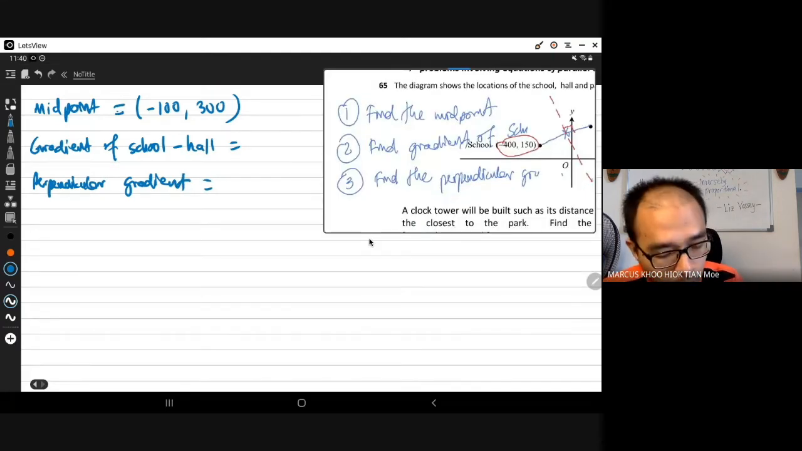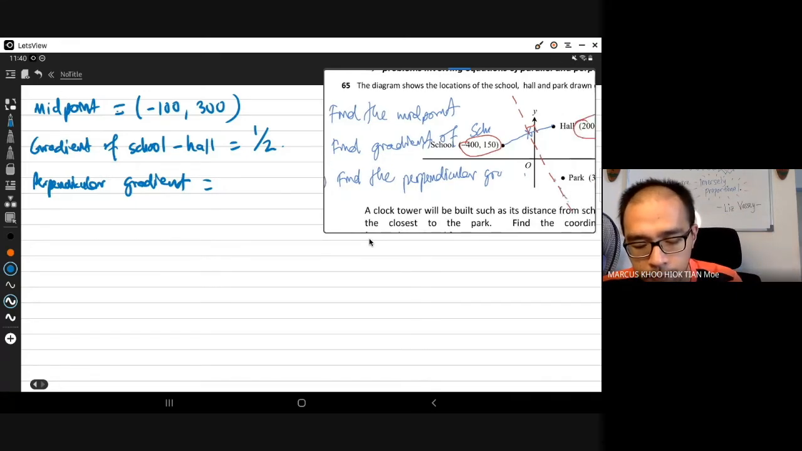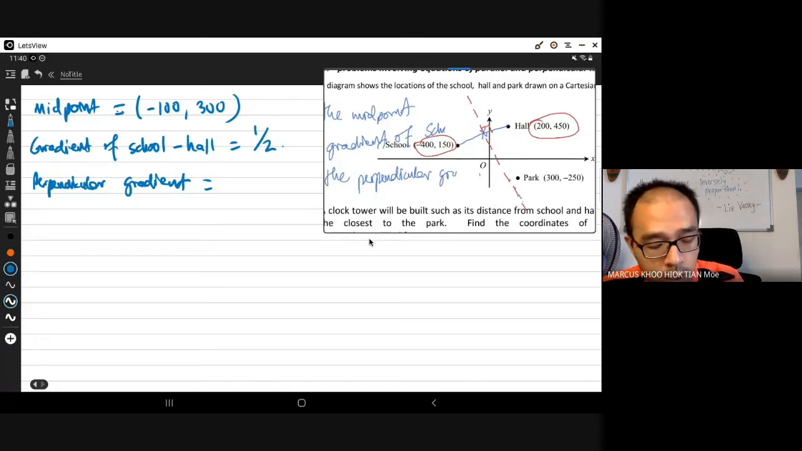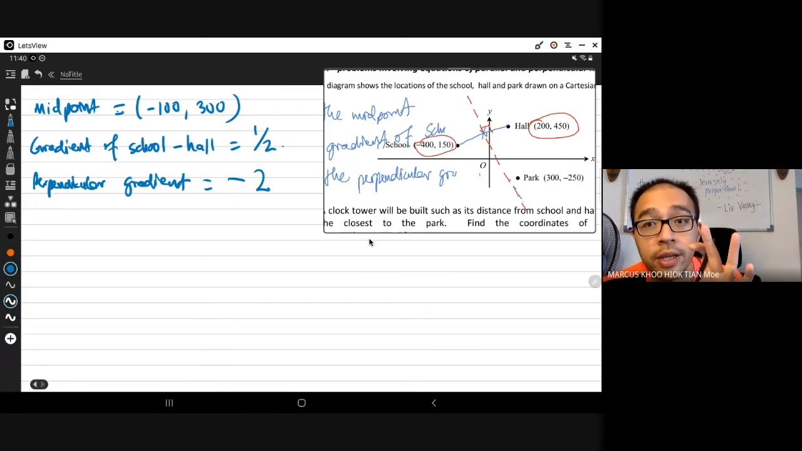School to hall is 1/2. So the perpendicular gradient will be negative 1 over 1/2, which is negative 2. So we know that this red line over here, the gradient is negative 2. And that's very, very important to us.